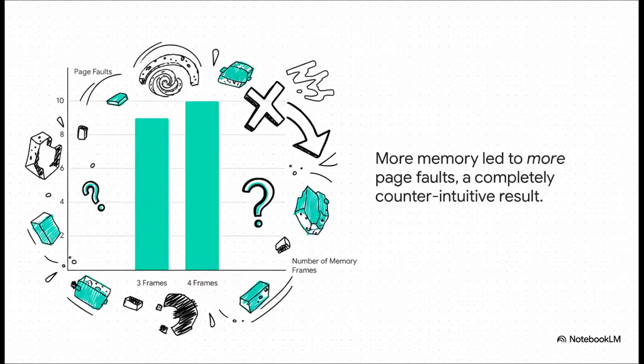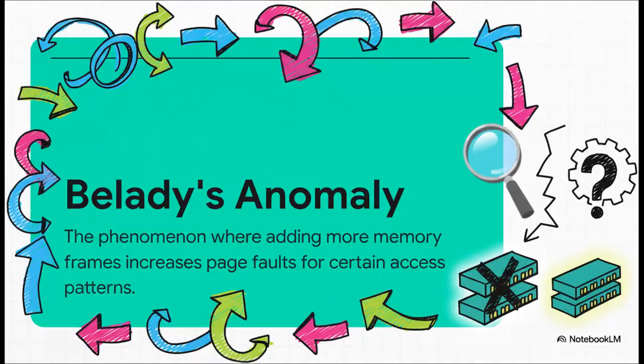And this chart just slams the point home. We gave the system more resources, more memory, and its performance literally got worse. The bar for 4 frames is higher than the bar for 3. This is the complete opposite of what you'd expect to happen. This totally bizarre thing actually has a name.